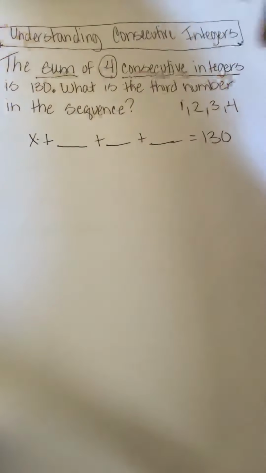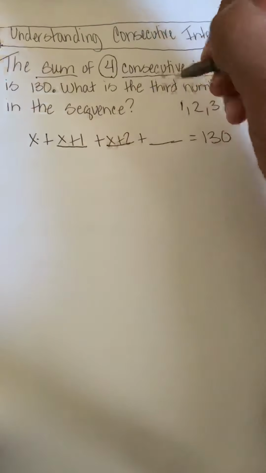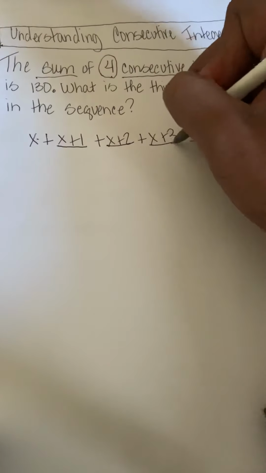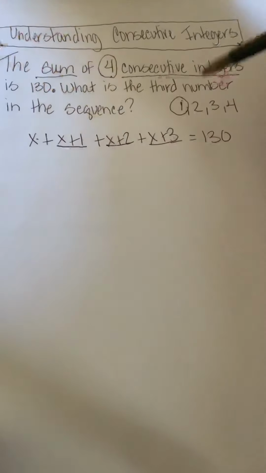If x is 1, then the next number in the sequence will be 2. So that would be x plus 1, because that's how I can get 2. 1 plus 1 is 2. Then x plus 2, and then x plus 3. Because again, x is my smallest number. I add 1 to it to get 2. I add 2 to it to get 3. I add 3 to it to get 4.